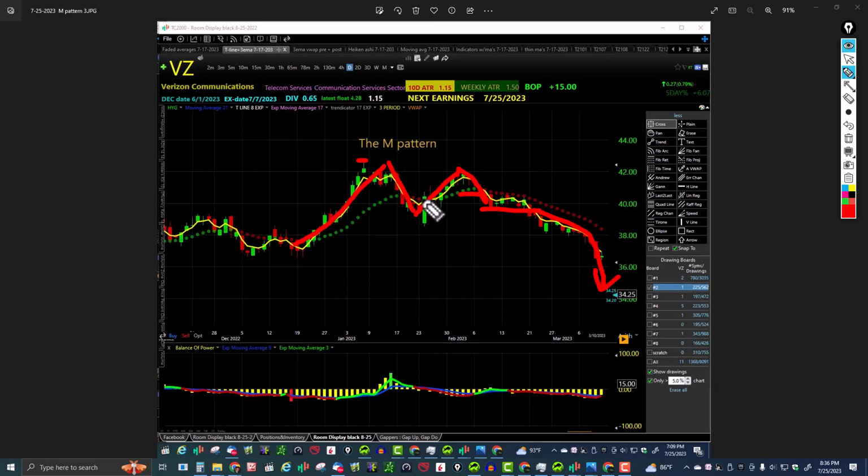That's the M pattern when you recognize it. You're always welcome to ask a buddy if they see it in addition. Say, hey, is this an M pattern? Get yourself a good trading buddy. So here's the M pattern. Let's try the next one.